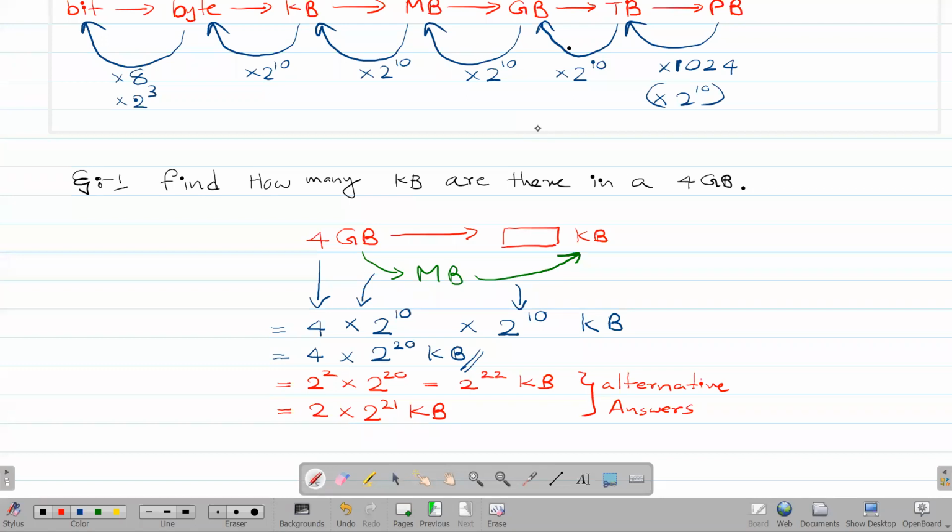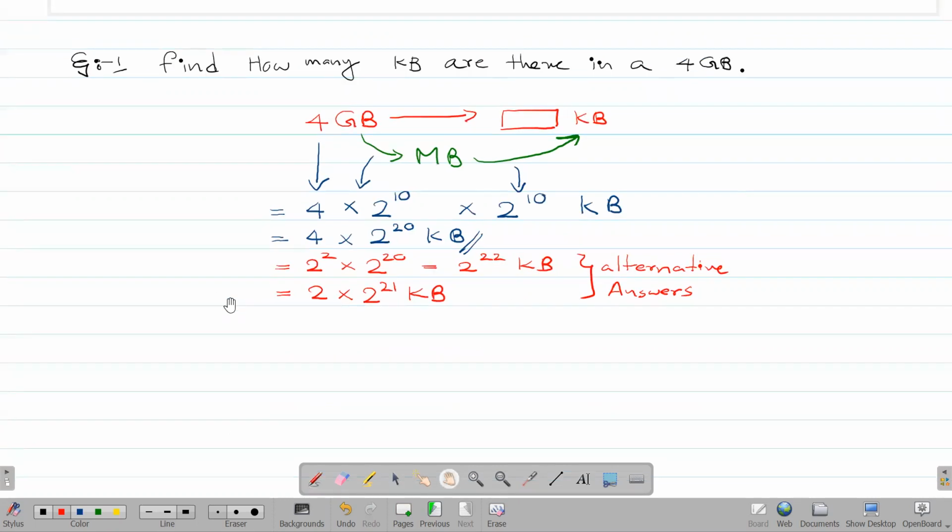Okay, anyone who is still writing this? Okay, so let's move forward. I'm doing the second example.